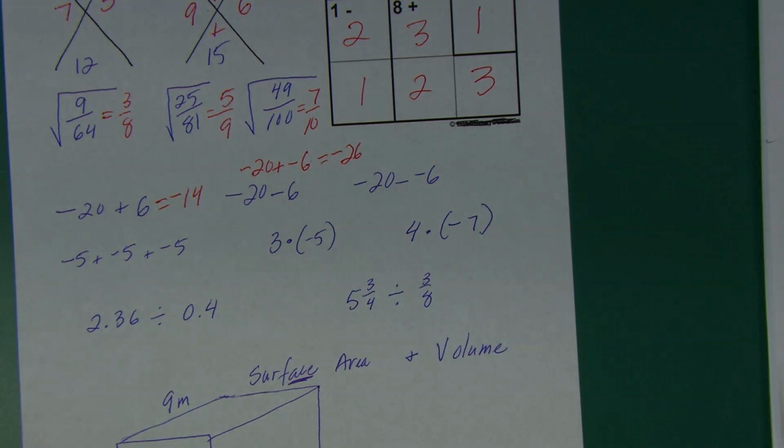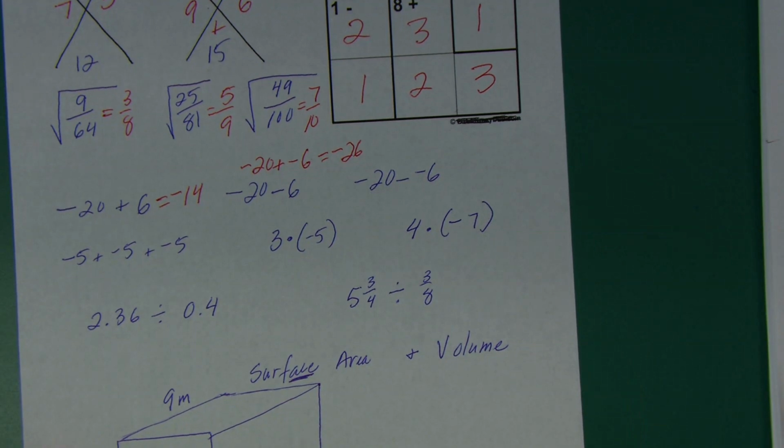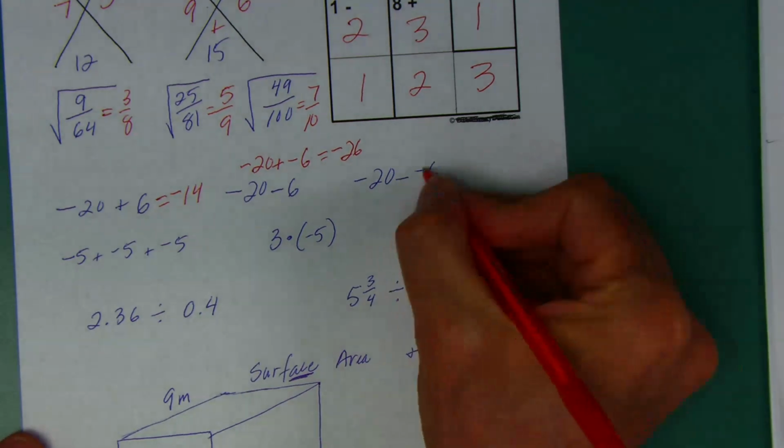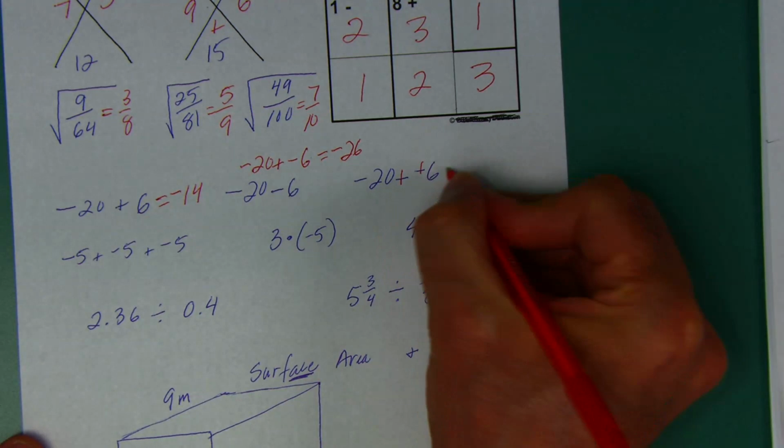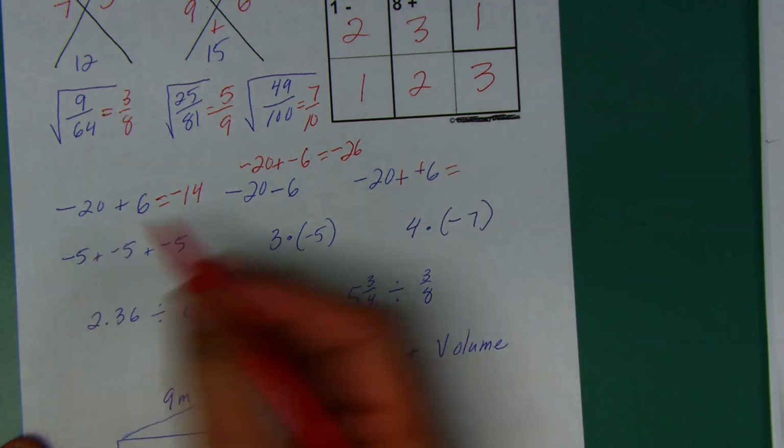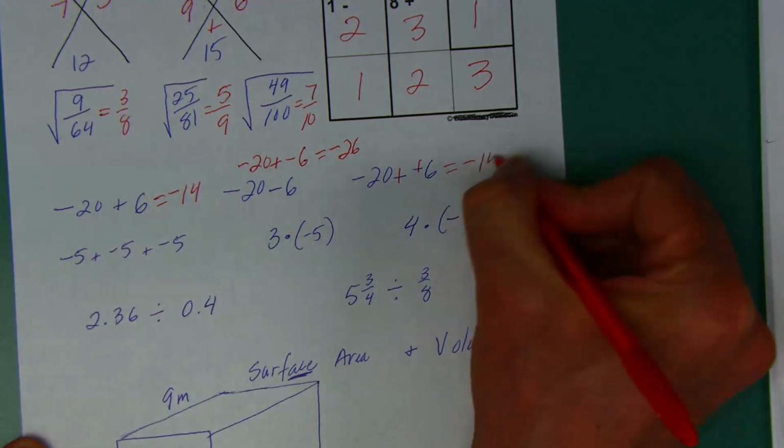Okay, negative 20 minus negative 6. Again, instead of subtracting a negative, I'm going to add a positive. And didn't we just do this? We did. I owe 14.